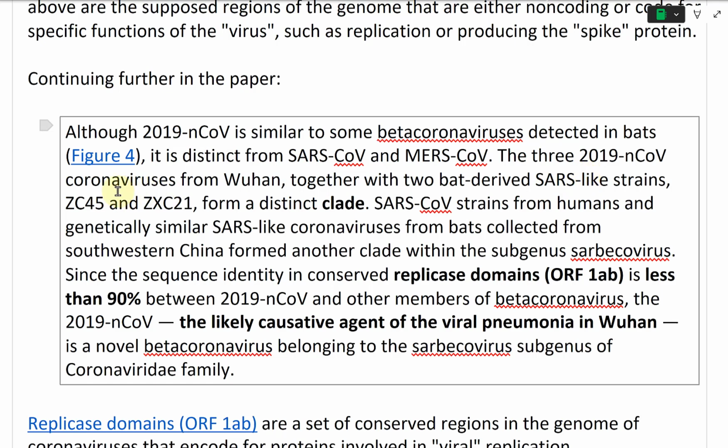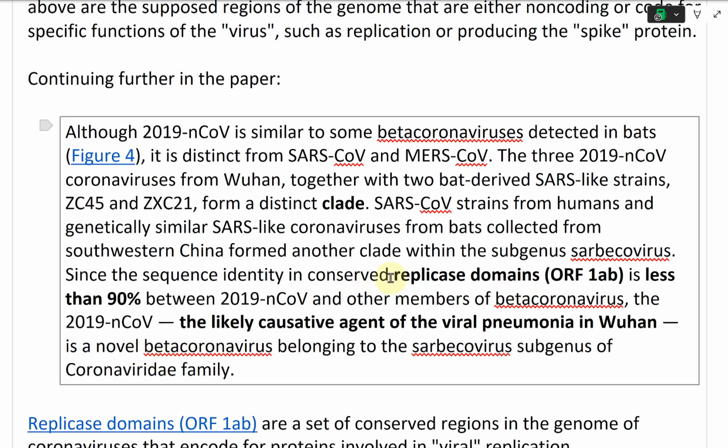The three 2019 nCoV coronaviruses from Wuhan, together with two bat-derived SARS-like strains, ZC45 and ZXC21, form a distinct clade. And SARS-CoV strains from humans and genetically similar SARS-like coronaviruses from bats collected from southwestern China formed another clade within the subgenus Sarbecovirus. Since the sequence identity in conserved replicase domains ORF1AB is less than 90% between 2019 nCoV and other members of beta coronaviruses, the 2019 nCoV, the likely causative agent of the viral pneumonia in Wuhan, is a novel coronavirus belonging to the Sarbecovirus subgenus of Coronaviridae family.